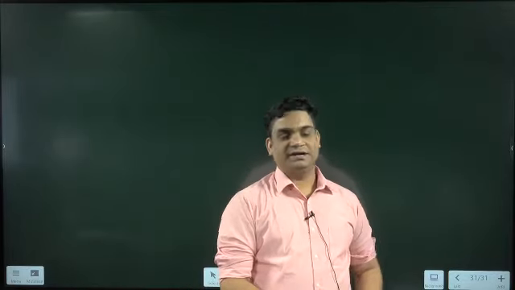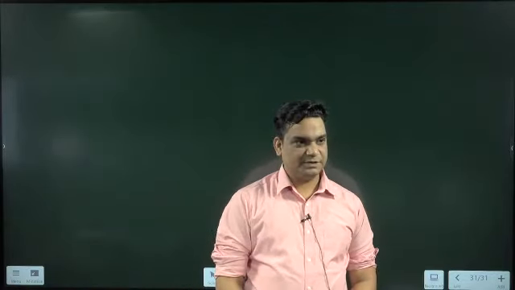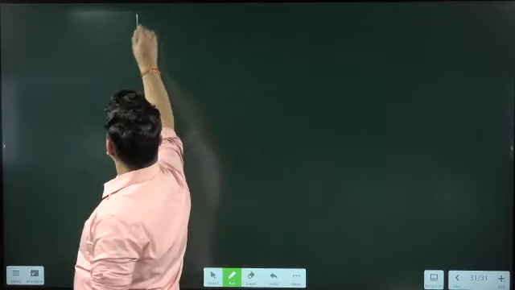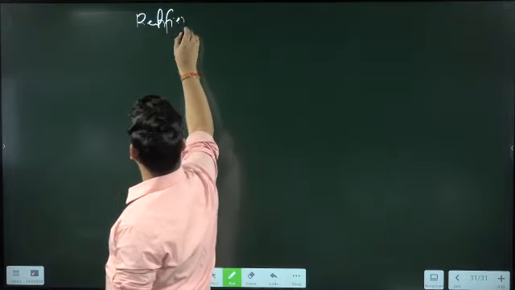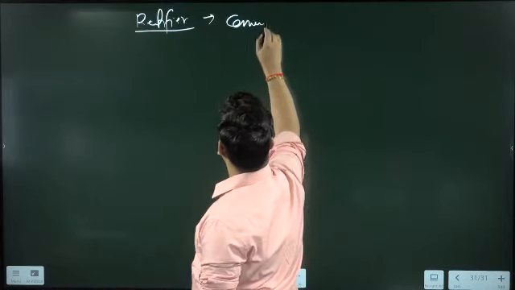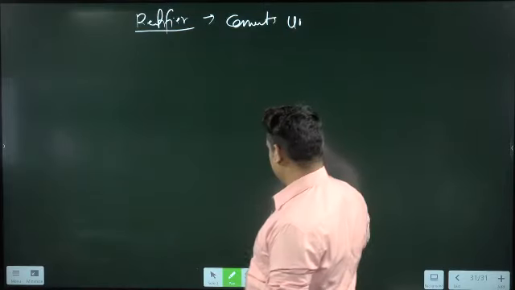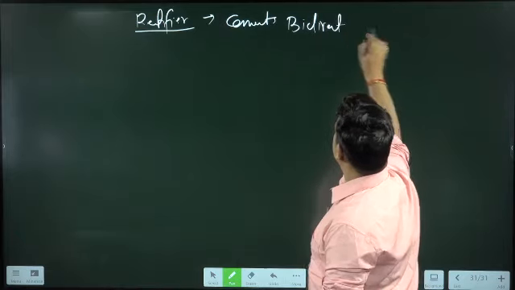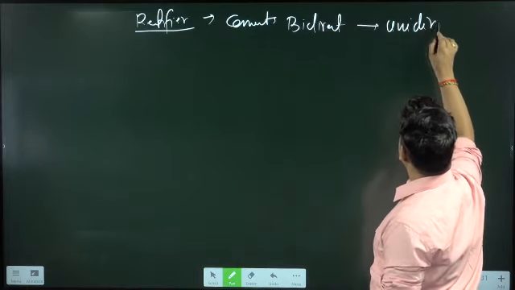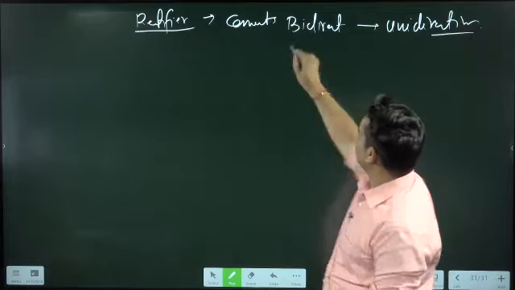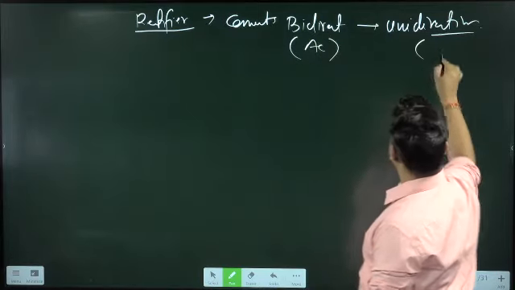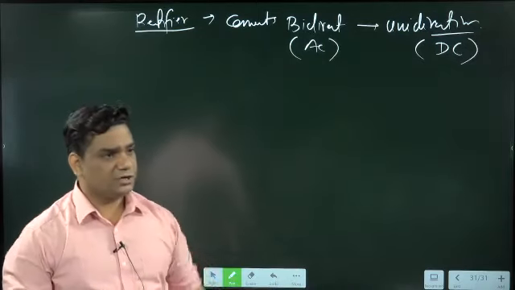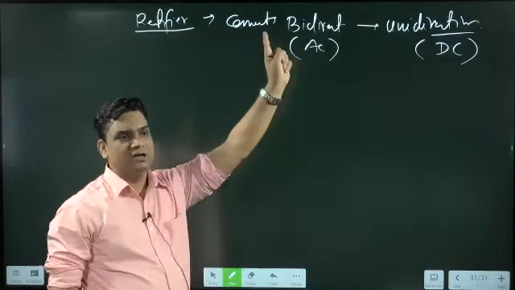So now we are left with the rectifier and the transistor. What is the meaning of rectifier? Basically, it converts bidirectional to unidirectional. Generally we can say bidirectional is AC and unidirectional is DC. So somewhere it can be written that it converts AC to DC, but you need to remember that it is bidirectional to unidirectional.